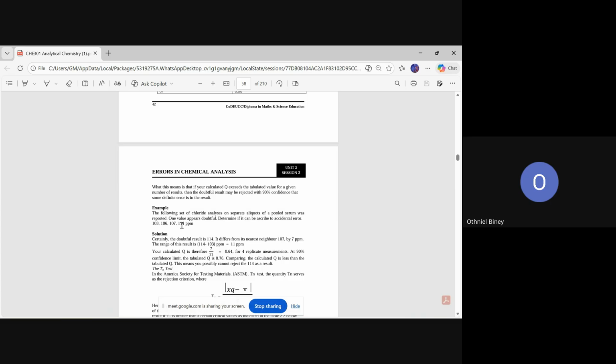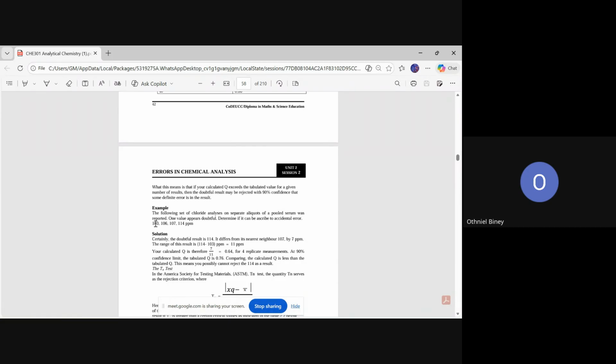Basically, per what we've read, you just find the difference between the doubtful value, in this case 114, and the closest or nearest value to it. In this case, it was 107. So I'm just going to find the difference between 114 and 107, and that's what we see here, which is 7 parts per million.